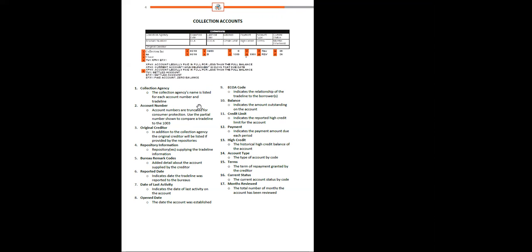And then let's look at 6. The date reported, same thing. It indicates the date the trade line was reported to the bureaus. And the last activity, very similar to what we were talking about. And then open date, when it was established, April 2008. And then 9 is the code. It was just the borrower, not a joint account or someone else. And then 10, it shows a balance of 0 and the credit limit was 1,000. Payment of 1,000.